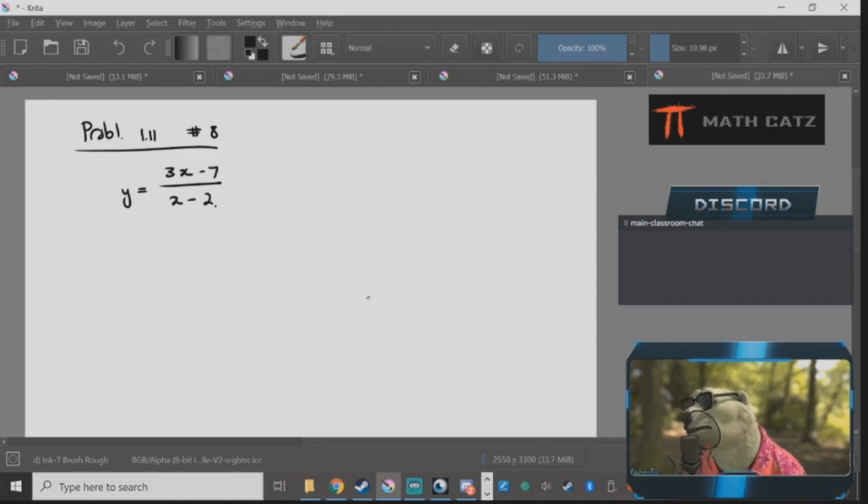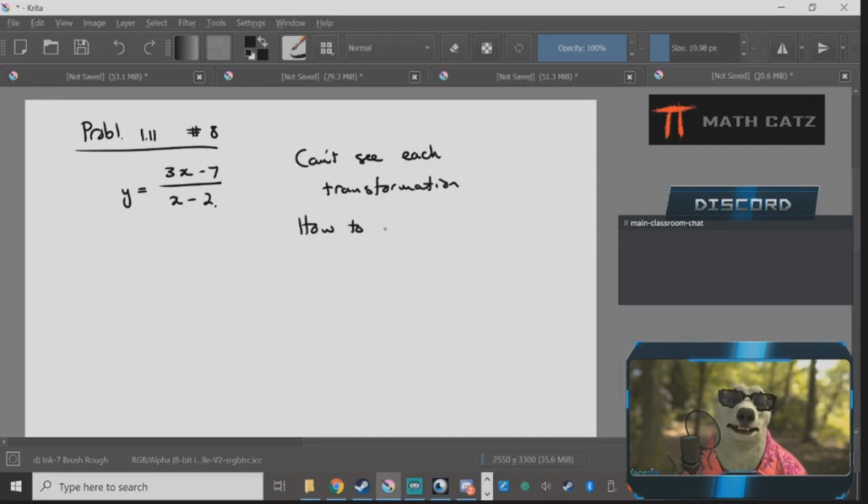Now the method there was completing the square. That's not happening here, but I have to still rewrite this to figure out what the transformations are. So I'll say here, I can't see each transformation that is happening. So how do I rewrite this so that I can see it? The answer is with long division.